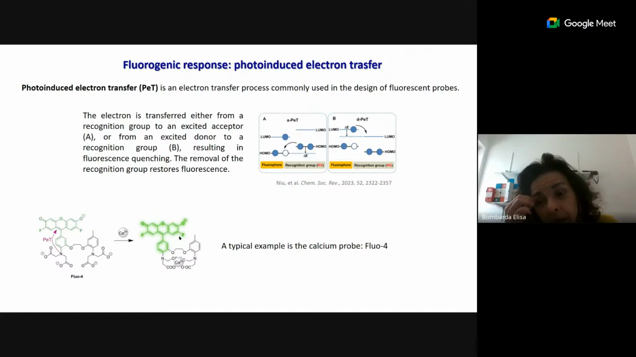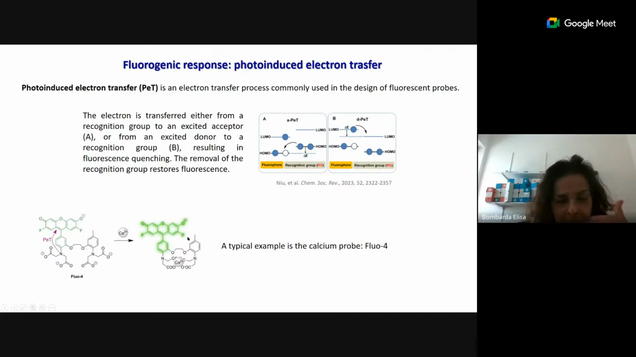And so the other way is in this way. So then it is the excited donor to a recognition group. So then I'm just looking, yeah, okay, so then the electron goes here in the lowest unoccupied molecular orbital of the recognition group, and then since the ground state is occupied, it cannot go down anyway. So then again it is a quenching. It doesn't emit because it goes here and it stays there.